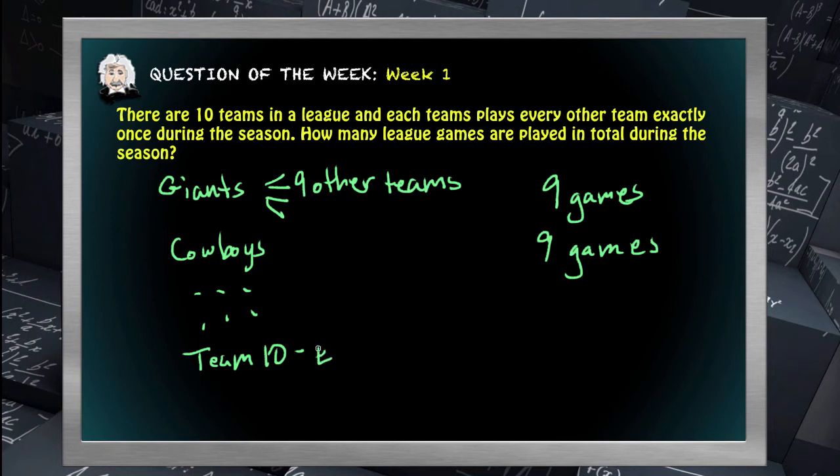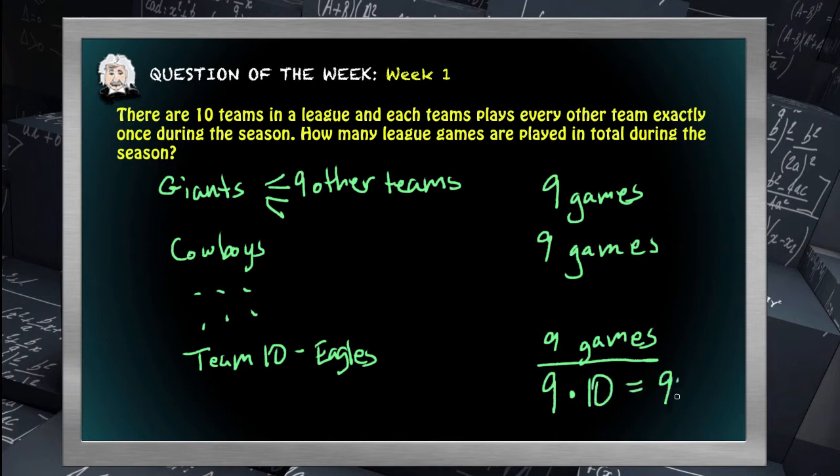Let's call that the Eagles. We want to put them as far away from number 1 as possible. So they'll have 9 games as well. So if we have 10 teams, each having 9 games, that's going to be essentially 9 games times 10 teams equals 90 games for the league, for the whole season.